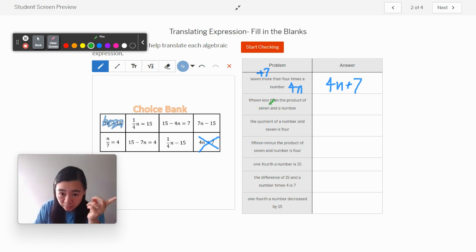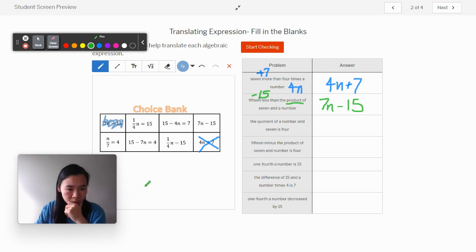15 less than. Okay, this time less than is subtraction. From slide 1, less than is subtraction. So we're subtracting 15 from something. 15 less than the product. What does product mean? The product of 7 and a number. Product means multiplication. So 15 less than 7 and a number being multiplied. So 7n, 15 less than that. 7n minus 15. 7n minus 15 right here. So scratch that out.